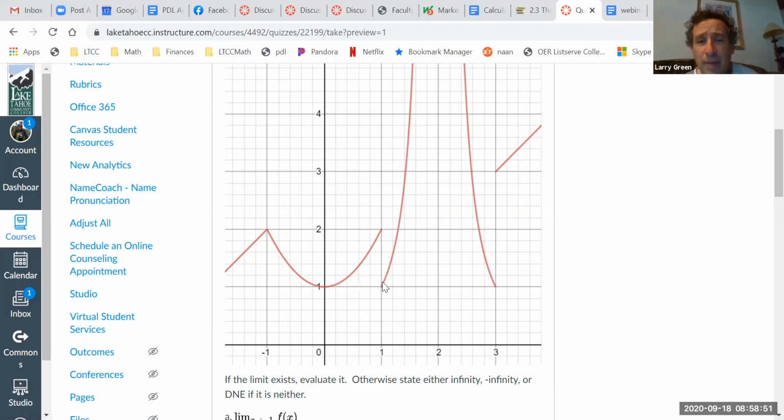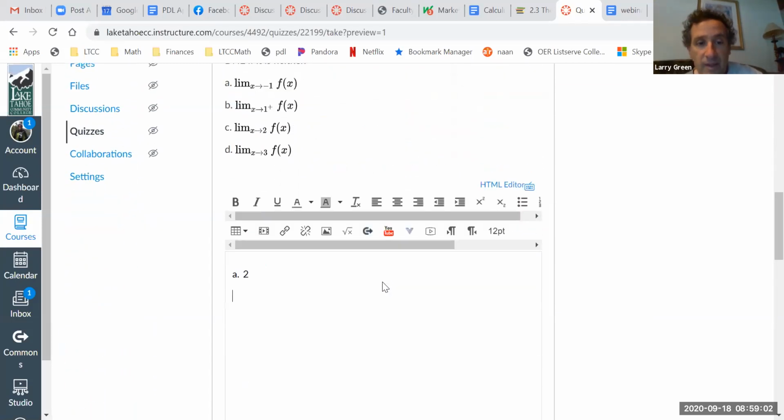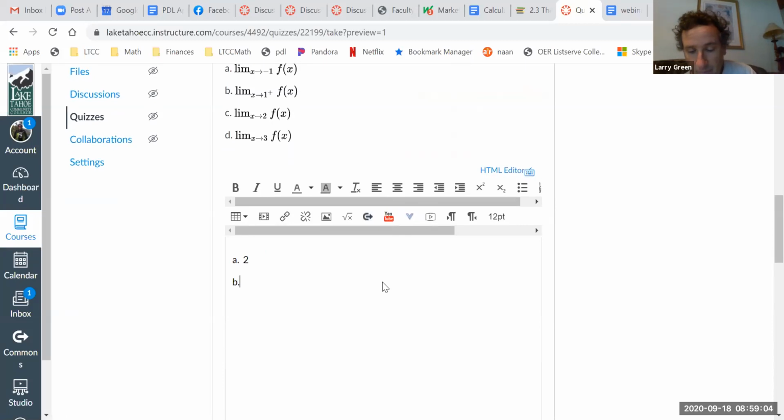If the plus hadn't been there, what's the answer? Does not exist. Yeah, then it'd be does not exist, because the left and right are different. But since the plus is there, the limit is 1. So B is 1.